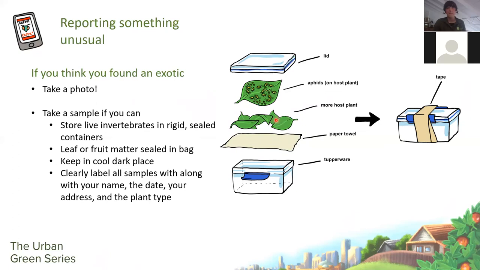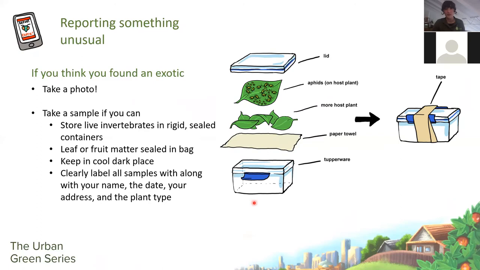And it may seem a bit like a no-brainer at the time, but write a label on the bag or the box with some of the information from the day that you found it: the date, your address, the type of plant it was on, any damage you saw around it, and your name, because you may end up giving this sample to a biosecurity official, and that is very useful.